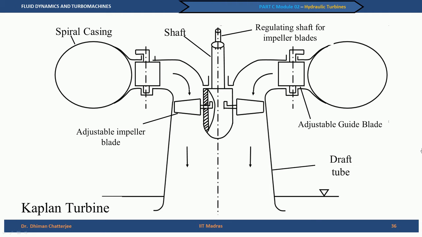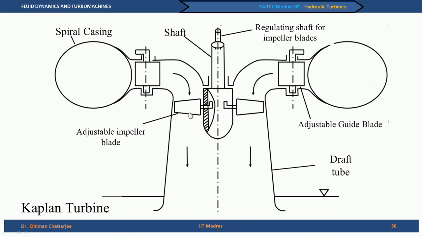So, what does it mean? It means that when there is a change in volume flow rate, for example, the volume flow rate may not be constant throughout the year, and the turbine may need to work over a certain range of volume flow rate. So, when this volume flow rate changes, you may try to adjust the guide blade both in case of Francis turbine and Kaplan turbine. But in case of Kaplan turbine, over and above these adjustable guide blades, you can change the blade setting angles with the help of these adjustable impeller blades.